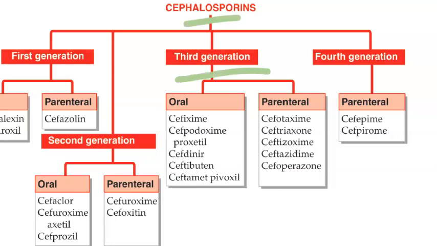We are here with parenteral. Parenteral will be ceftriaxone. Very good. That is IV they are giving, right? And oral you have cefixime. These are the drugs you should know. Now fourth generation, leave that. Mainly you have to focus on cefixime and ceftriaxone. Cefixime oral, parenteral ceftriaxone.